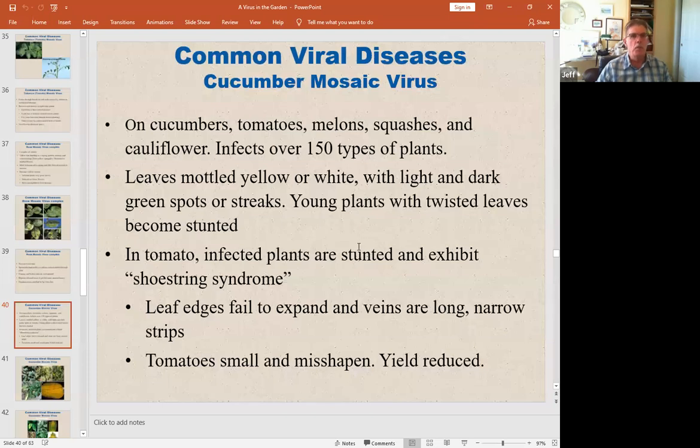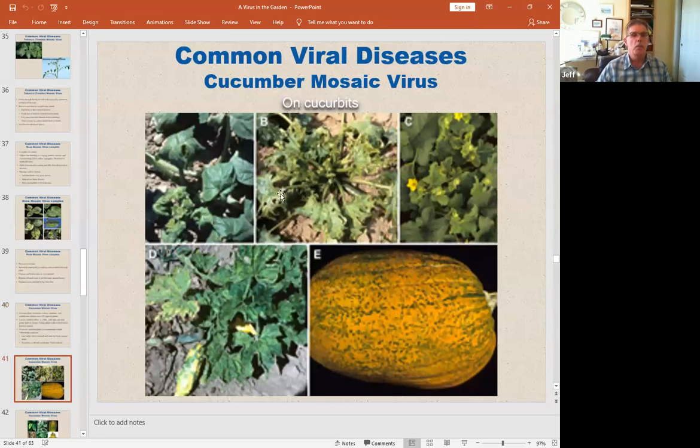Mosaic means it's going to be mottled yellow or white with light and dark green spots or streaks, but it has twisted leaves frequently, the shoestring pattern we saw on the tomato plant, and tomatoes are small and misshapen. So on cucurbits, it looks something like this. The leaves tend to be small, wrinkled, twisted. There may be a mosaic pattern even on the fruit. And some plants just generally don't look very thrifty, maybe even with some necrotic spots on the older leaves.